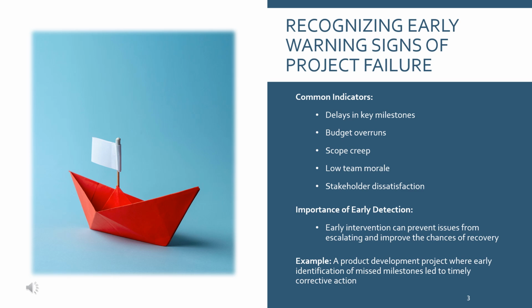Stakeholder dissatisfaction is another critical warning sign. If stakeholders begin to express concerns about the project's progress or outcomes, it's a clear indicator that the project is not meeting their expectations. Ignoring these signs can result in a loss of stakeholder support, making it even more challenging to get the project back on track. By being vigilant and proactive, you can identify these early warning signs and take corrective measures before the project reaches a critical point of failure. In the following sections, we'll discuss how to diagnose these issues through a project health check and develop a plan to address them.